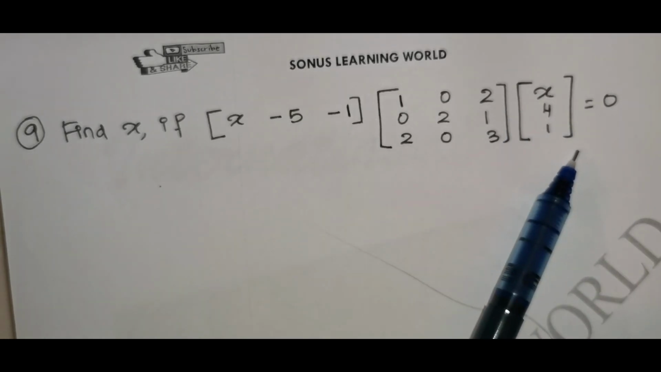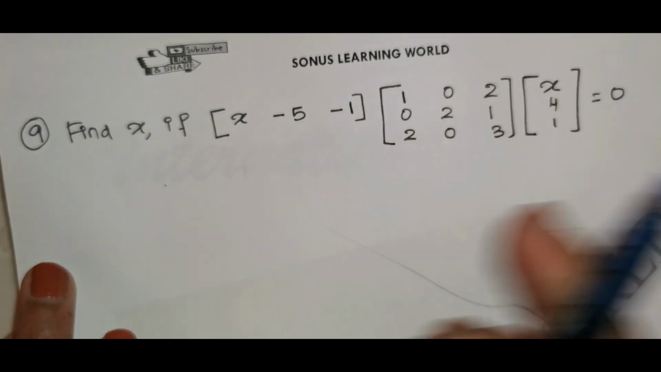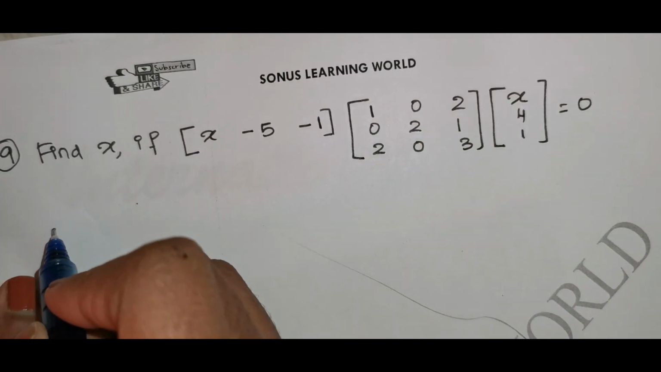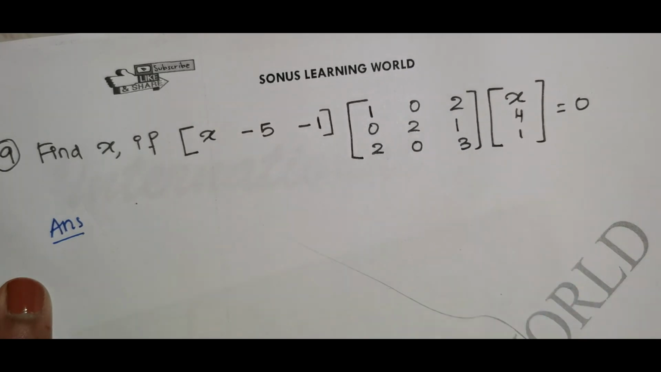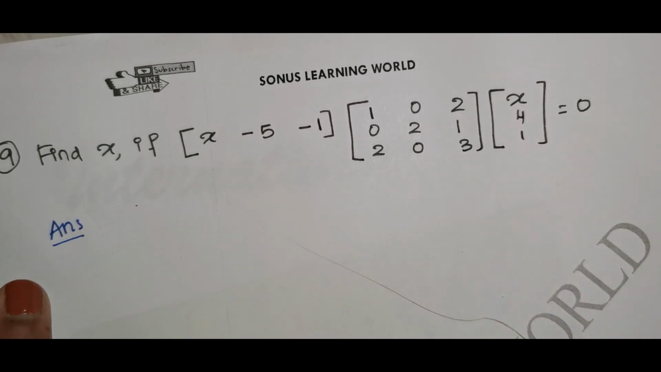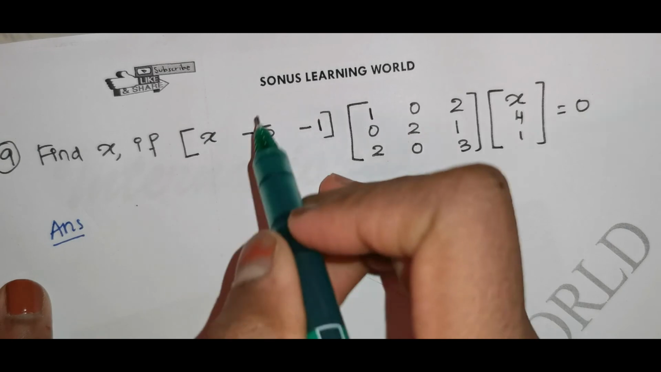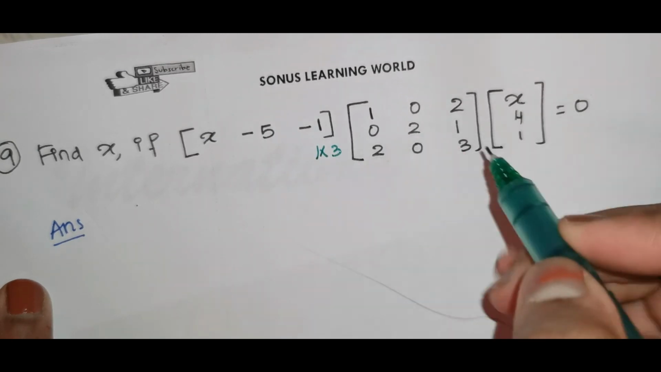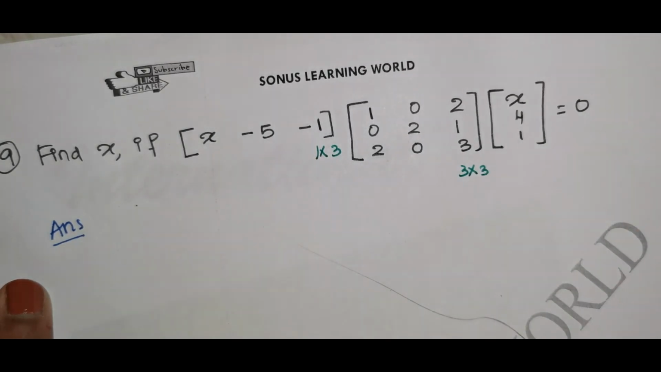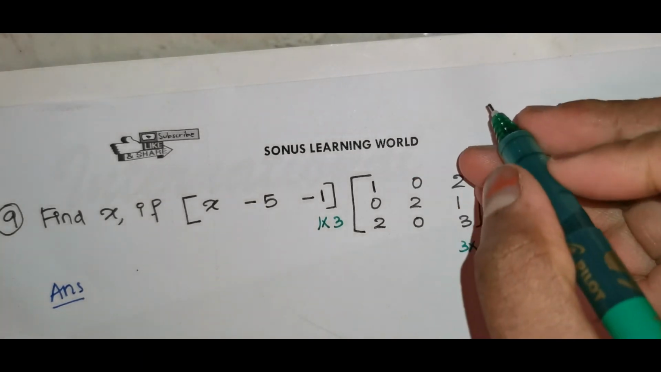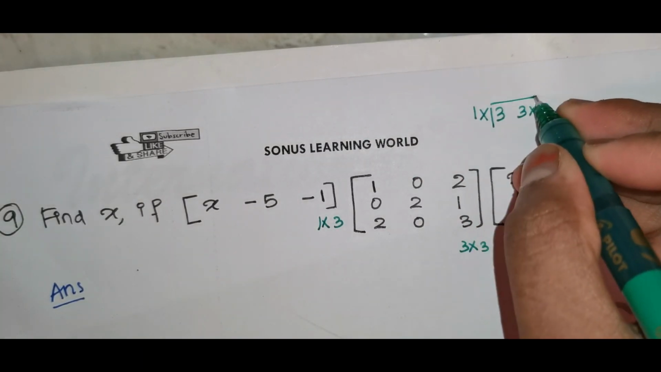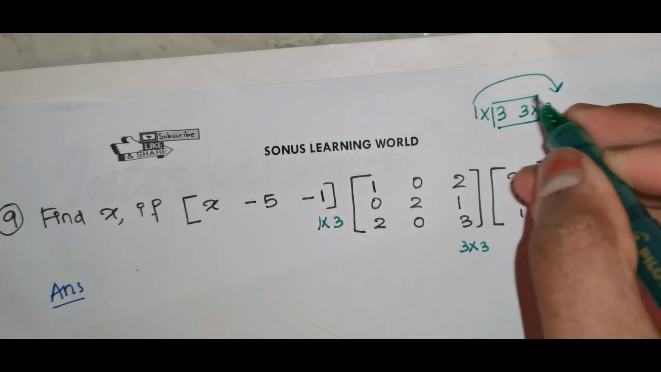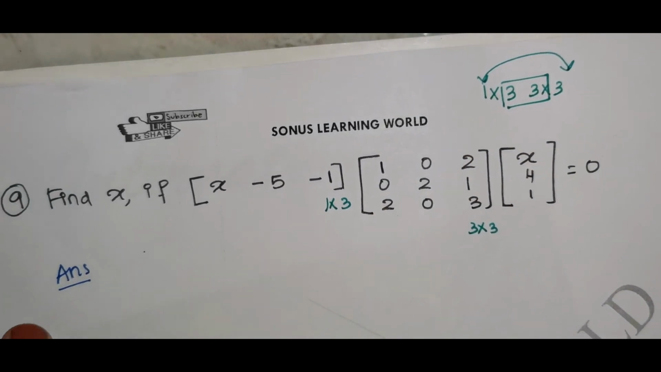Okay, students, so let me multiply these matrices. I am going to multiply this matrix and this matrix. This is a 1 by 3 matrix and this is a 3 by 3 matrix. So 1 by 3 and 3 by 3. The resulting matrix is a 1 by 3 matrix. It has 1 row and 3 columns.